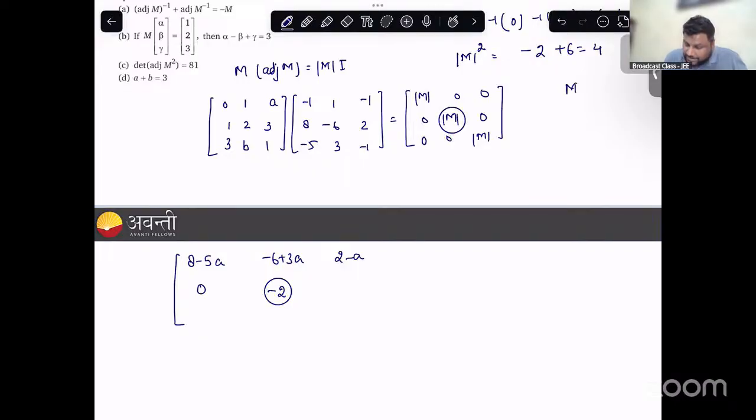So from there I am getting determinant of M as plus minus 2, but positive is rejected. So determinant of M goes minus 2. Am I correct?